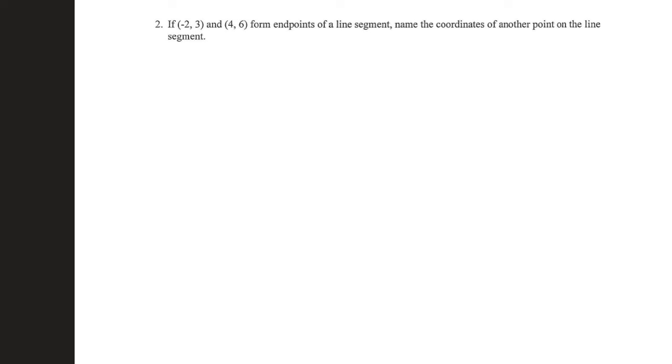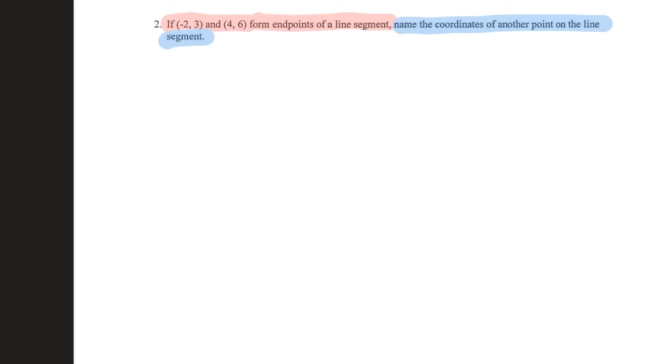I want you to take a look at question 2. And we're going to try this one on our own. So, as you work your way through, if those 2 points form the endpoints of a line segment, then you need to name the coordinates of another point on that line segment. So I'd like you to go ahead and pause that video and give it a shot. Okay, and so we're back.